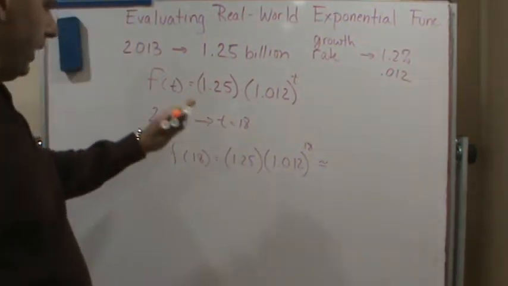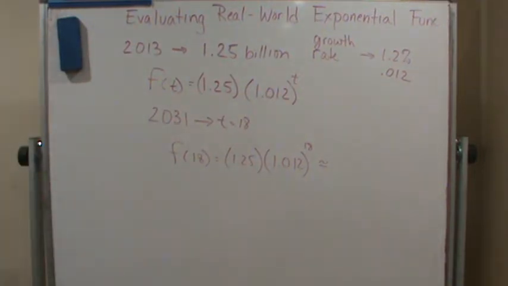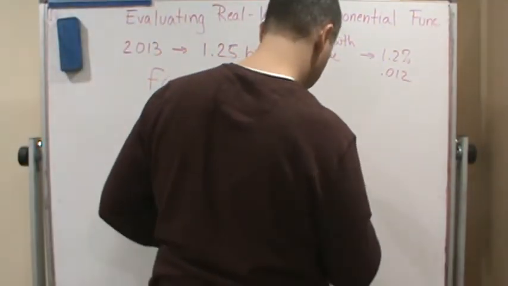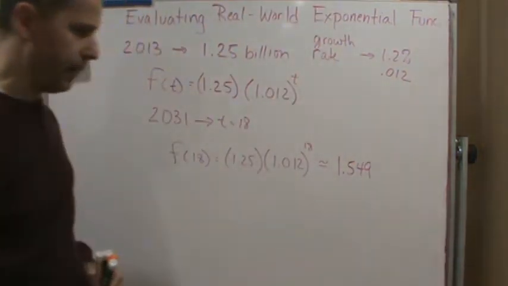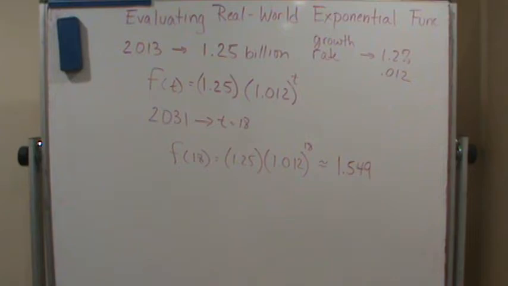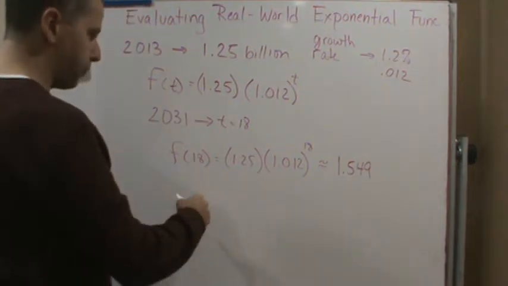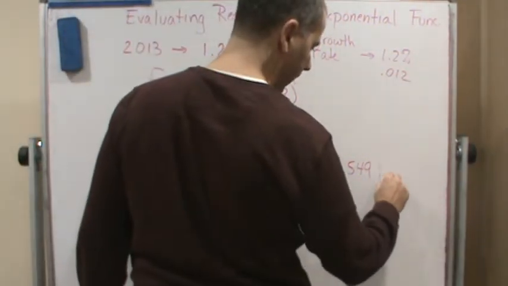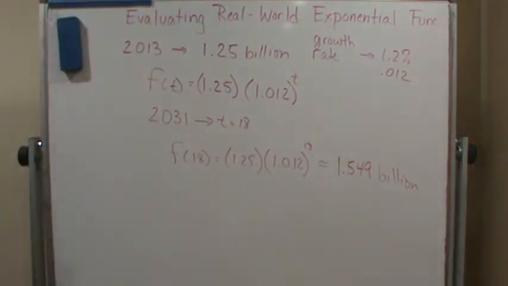When we plug this into your calculator, what do we get? We get approximately 1.549. Again, remember, this answer is in billions. So what can we say? This is approximately 1.549 billion people. That is the predicted, or estimated, value.